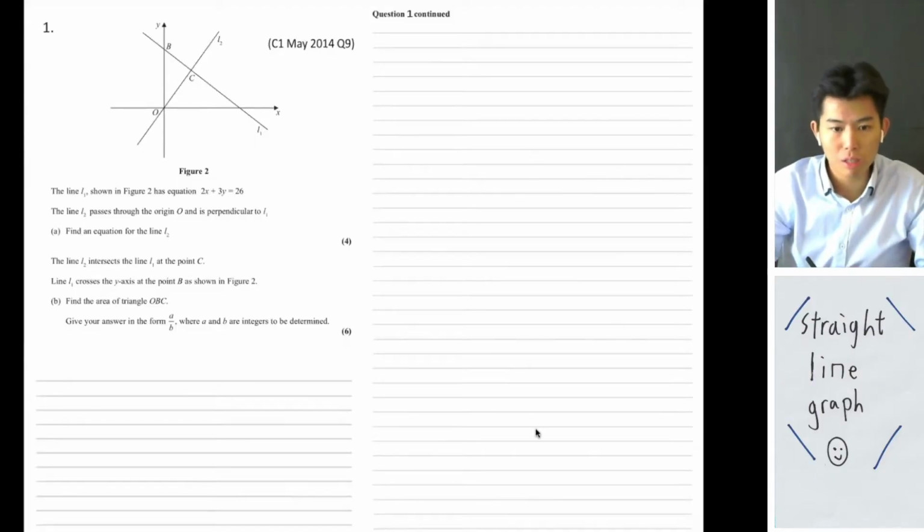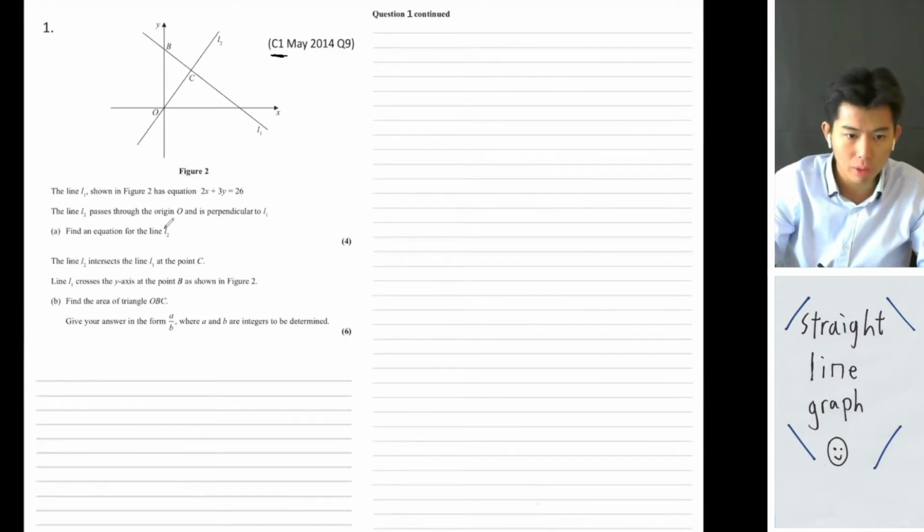Okay, let's do some past paper questions now. This question is from C1 module, May 2014, question 9. So for part A, they want us to find the equation for line 2. So they want us to find this line here.